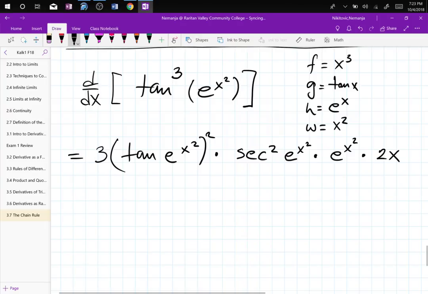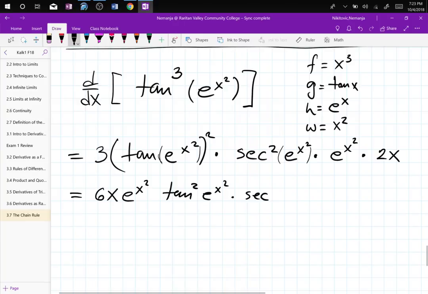Not much we can do here. We have 6x e to the x squared, and see, this e to the x squared is within secant squared, and this one is within tangent, so we can't really do anything with factoring or anything like that. So I have tangent squared of e to the x squared times secant squared of e to the x squared, and e to the x squared, the rest is there.